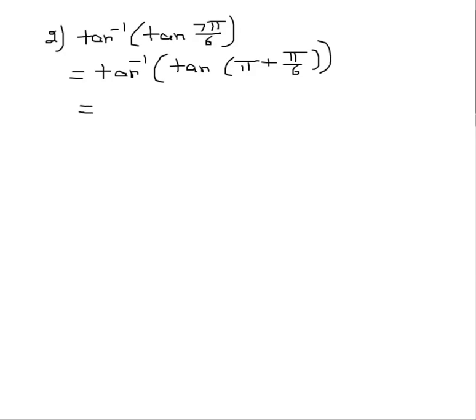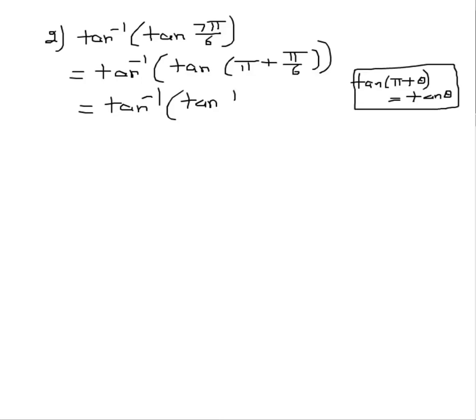Tan inverse of tan of, now we will use the tan pi plus theta formula. Pi plus theta is third quadrant. In the third quadrant, tan is positive, so the formula is tan theta. Therefore, it becomes tan pi by 6. Now, pi by 6 belongs to the principal value branch of tan inverse, which is open interval minus pi by 2 to plus pi by 2. We can cancel tan inverse and tan, which gives us pi by 6.